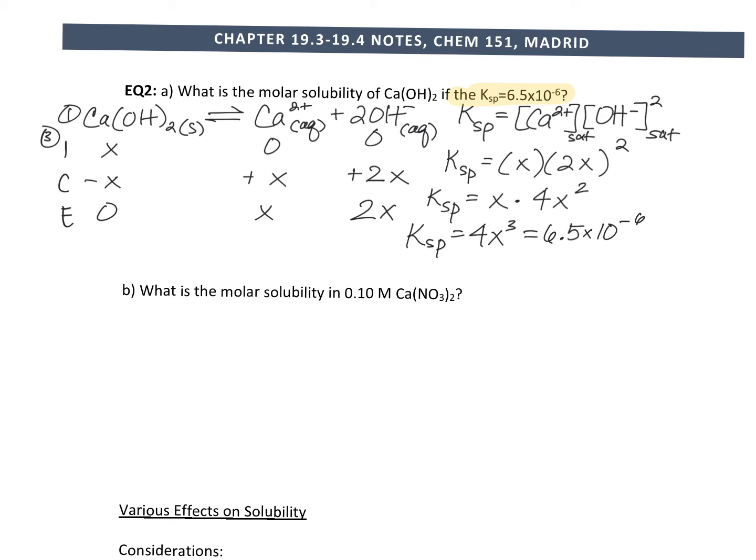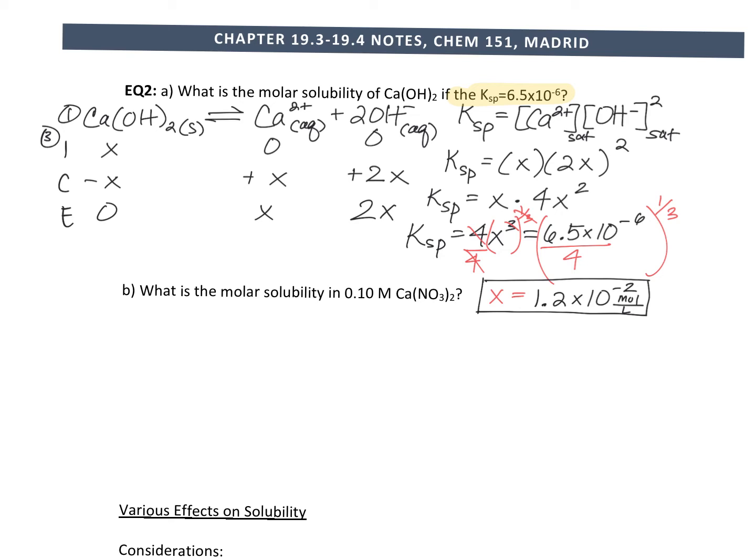This is the order that I would solve for x. I would first divide by 4, and then I would raise each side to the 1/3. Make sure to keep those parentheses around the right side. So you'd end up with x is equal to, all right, your final answer should be 1.2 times 10 to the negative 2, and this would be moles per liter. 2 sig figs because 2 digits in the Ksp.